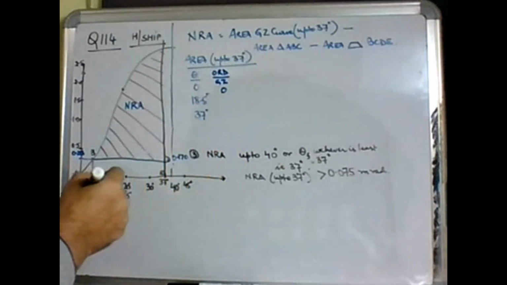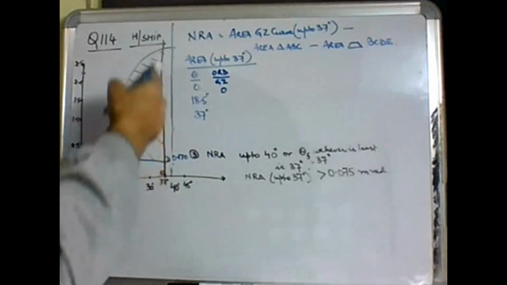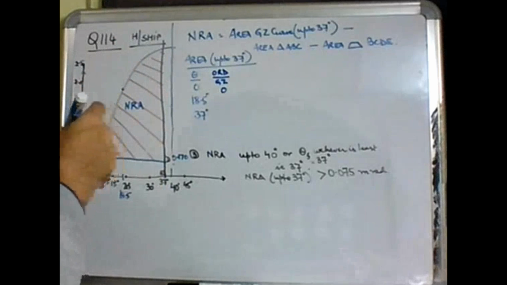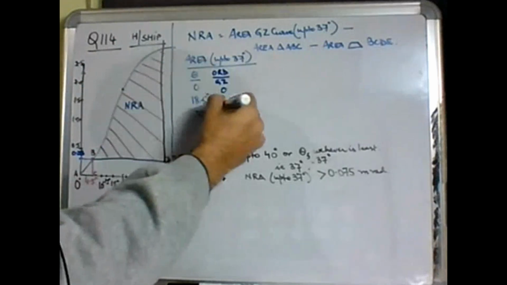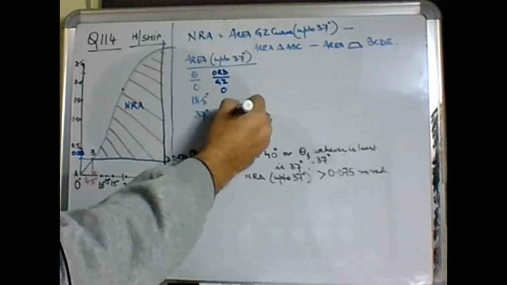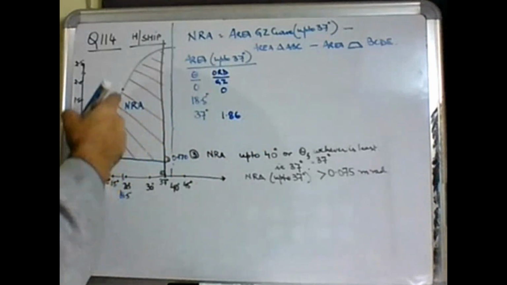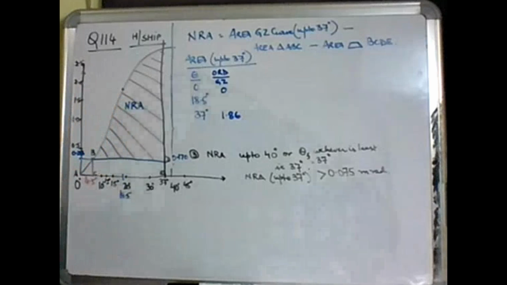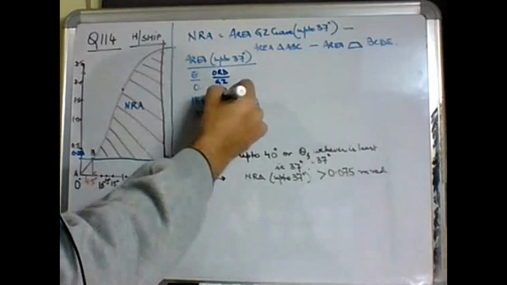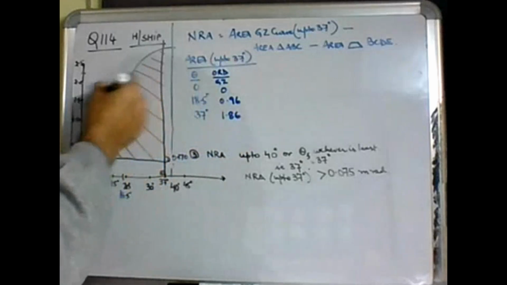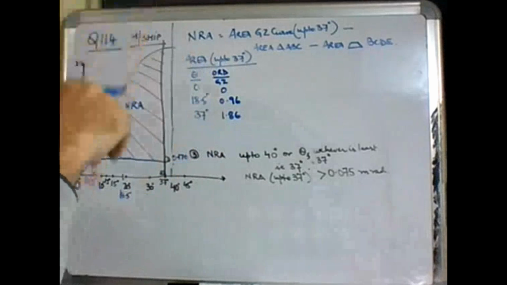37 की वैल्यू मैं इधर से निकालूंगा कर्व से. So I'm just picking up the values. It is 1.86 from the book. And मुझे 18.5 की वैल्यू चाहिए. So 18.5 की वैल्यू मैं यहां से निकालूंगा. वो आएगी roughly 0.96. ये कर्व से आएगी. Is that okay?